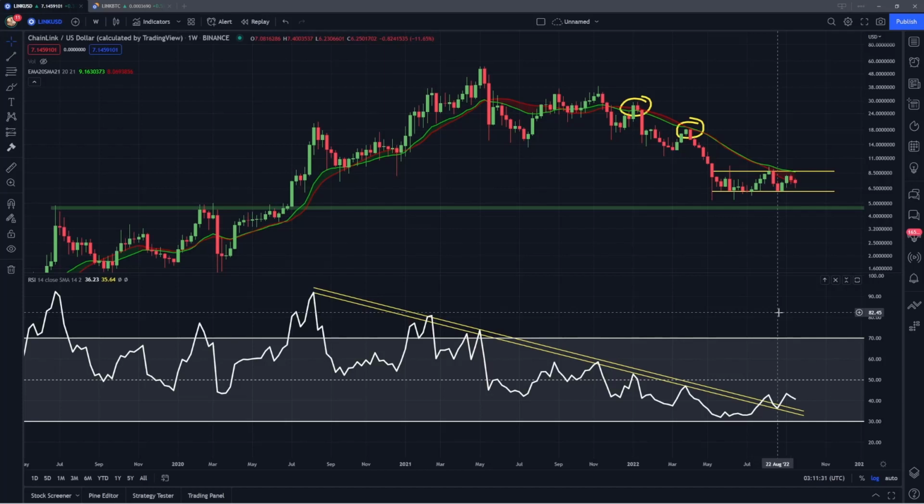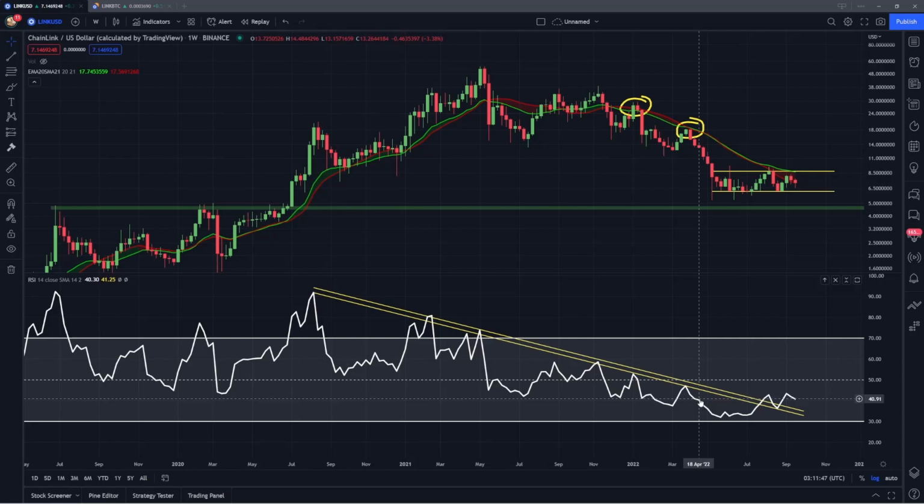This is the relative strength index. It shows us the relative strength or weakness of a trend. If the RSI is above 70, that means the asset is overbought. If it's below 30, that means it's oversold. Anywhere around 50, which is the midpoint, is going to be neutral, so it's not overbought or oversold.